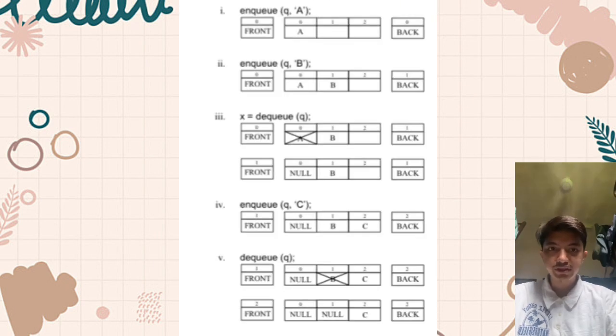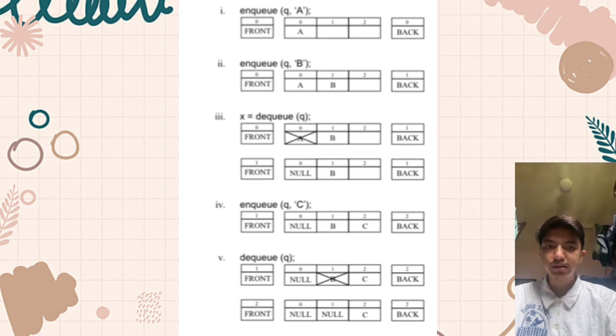So for the next, is the initial state. Q (front equals -1 and back equals -1). So enqueue A: Q (A), front equals 0, back equals 0. Enqueue B: Q (A and B), front equals 0, back equals 1.